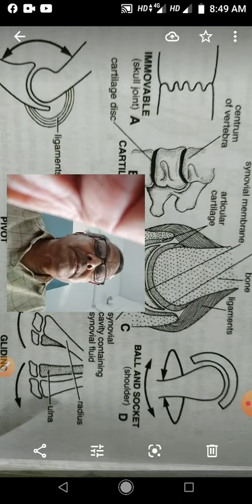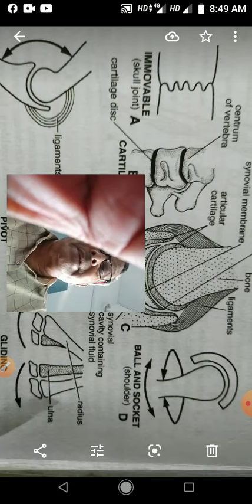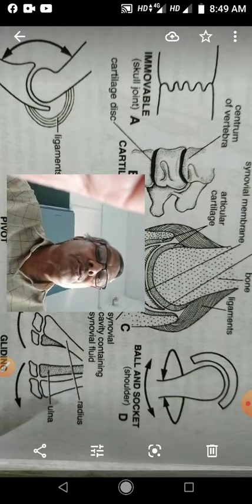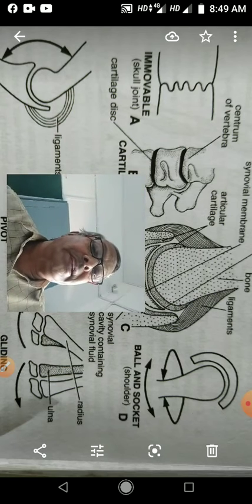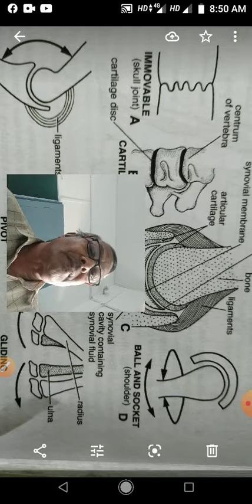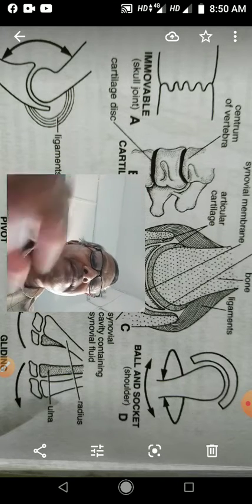At the joint, ligament is present, and the ligaments hold the bones together so that the bones cannot go anywhere. In the human body, different types of joints are found.